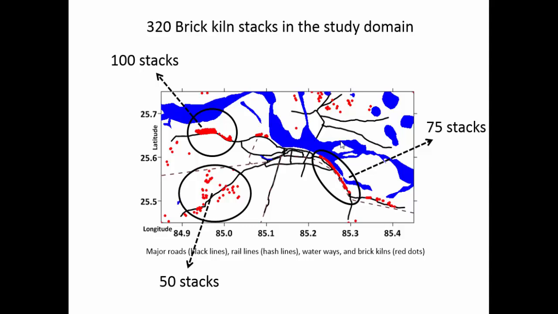This is the Greater Patna region, about a 60 by 30 kilometer region. We have also mapped out the brick kilns in the region. This is the main urban area. There are about 100 stacks here, about 50 stacks here, and about 75 stacks very close to the city region. These brick kilns are seasonal in operations. All of them use fixed chimney brick kiln technology.